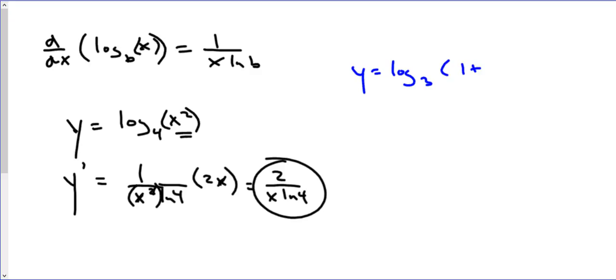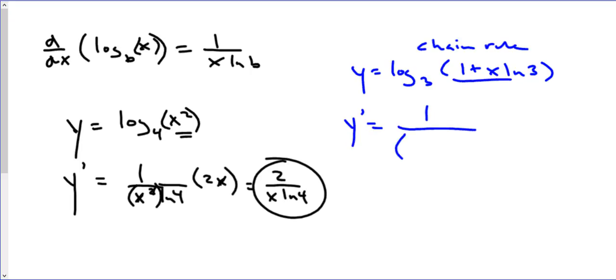Let's try this: y equals log base 3 of 1 plus x natural log of 3. So we have y prime, and we have a log base 3, so we use the chain rule again. We take the derivative of the outside function, log base 3, which is 1 over 1 plus x natural log of 3, times the natural log of the base, which would be natural log of 3.